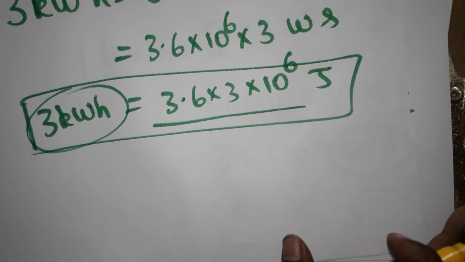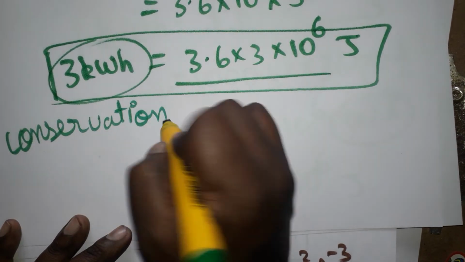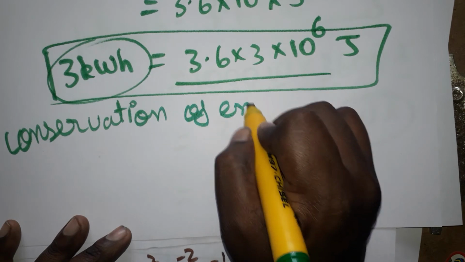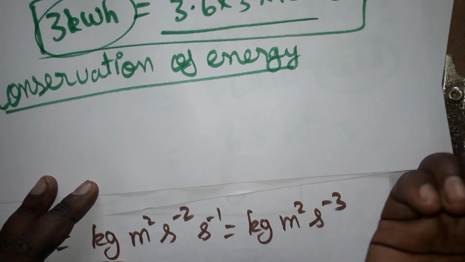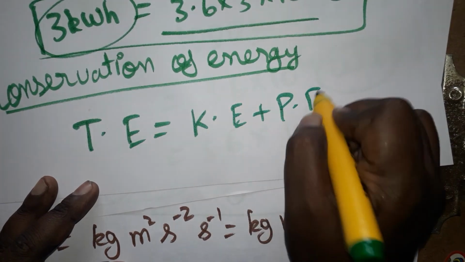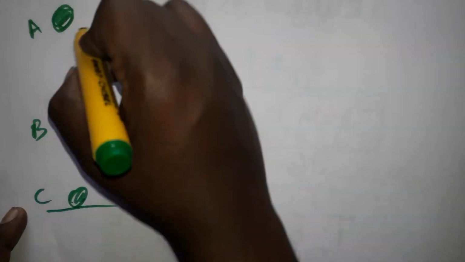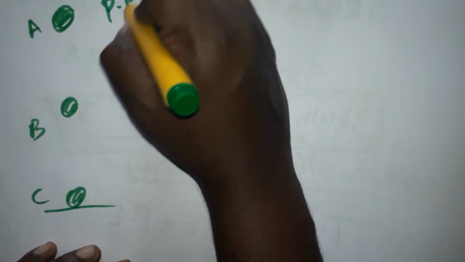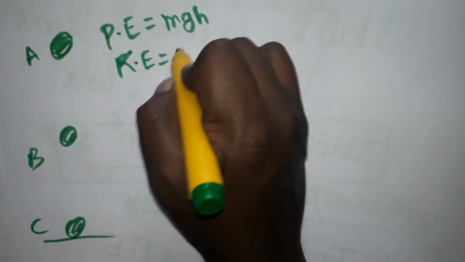Okay, next I am going to teach you conservation of energy. Energy can neither be created nor destroyed. Total energy will be constant. For example, take a ball at some height. The total energy is kinetic energy plus potential energy, both together. Consider the ball at points A, B, and C. At point A, maximum potential energy will be there, mgh. There is no motion at this point, so kinetic energy will be 0.